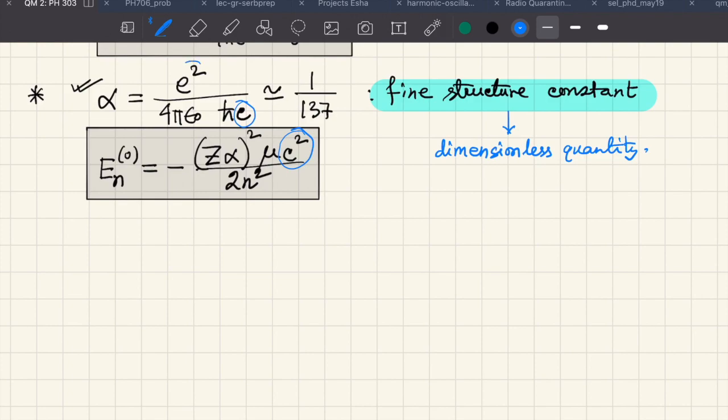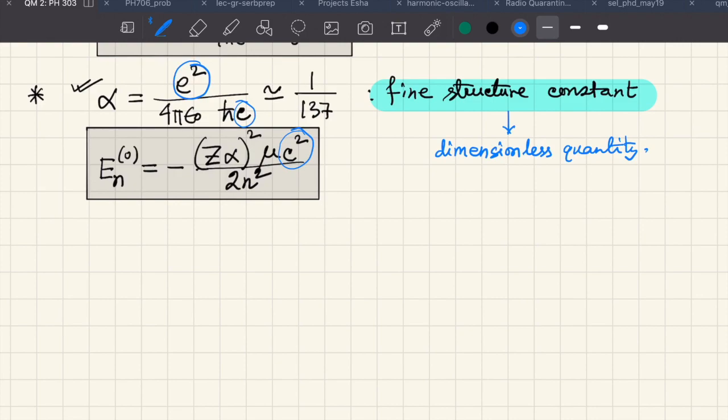You note this appearance of e square here. So everywhere when you discuss the electromagnetic force, Coulomb law, you have this factor of e square. So alpha in some way basically tells you about the characteristics of the strength of the electromagnetic force. And this e square is being divided by h cross and c to make it dimensionless.